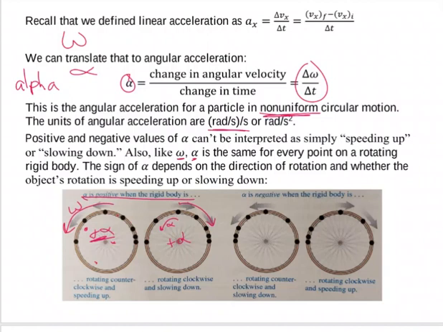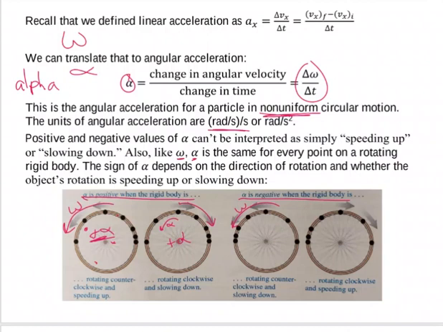So let's take a look at the ones on the right. Alpha is negative when the rigid body is, but more importantly, think about the concept. Notice that omega is counterclockwise. Now, what is the object doing?